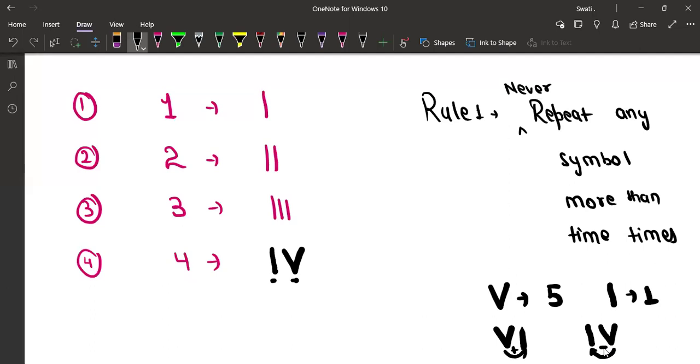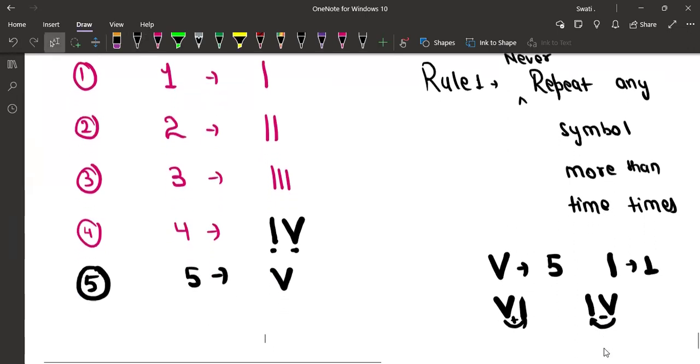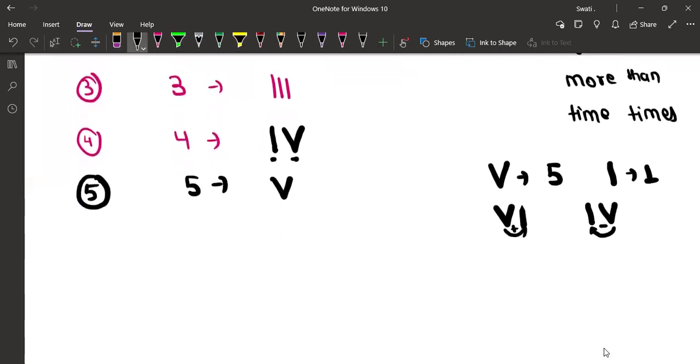So this is of course 4. For 5, you know the symbol already, right? So it's V. Next. So you have already understood two rules, right? Let's go to 6 now.